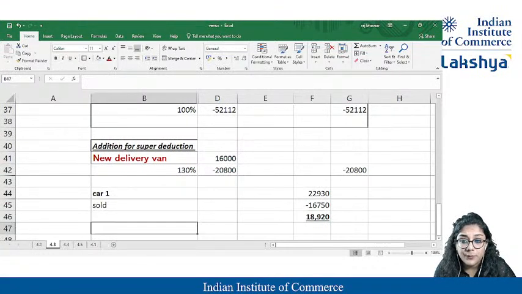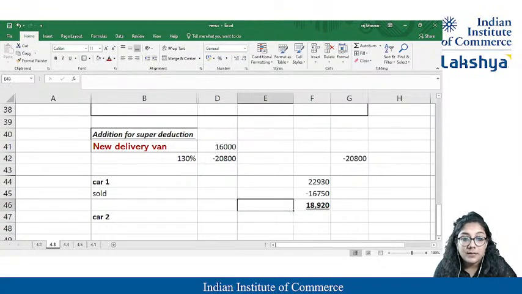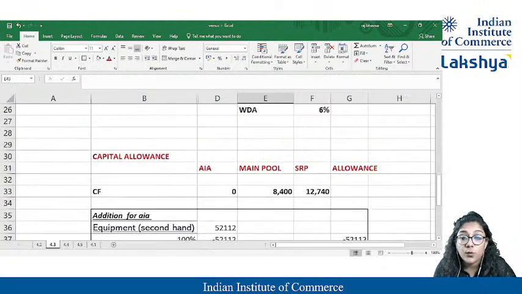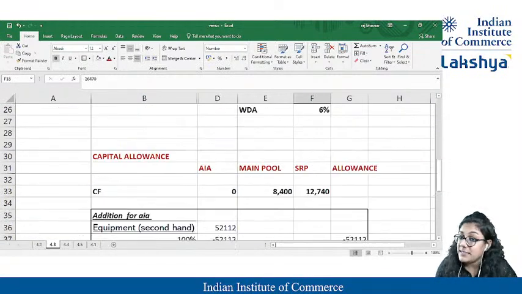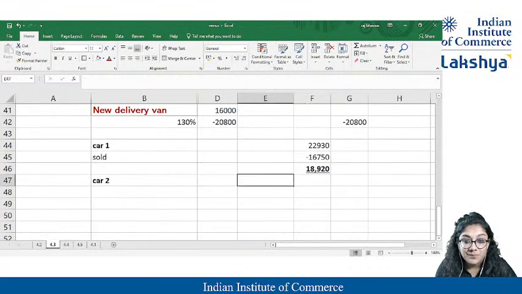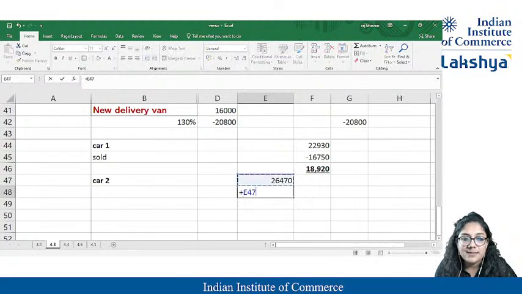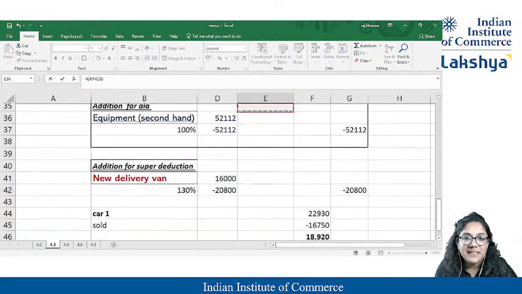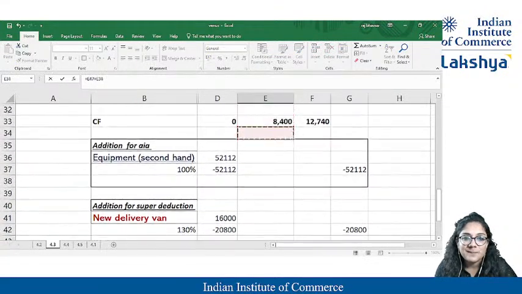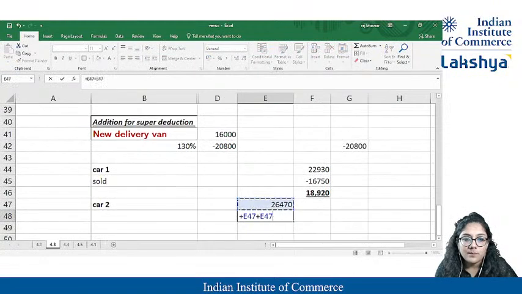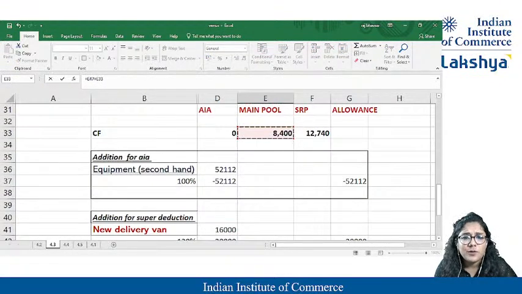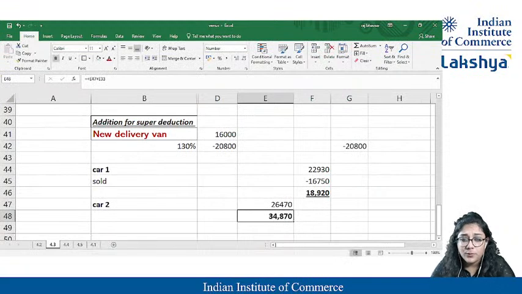Guys, what about car 2? For car 2, what is my balance? Over here, I have purchased car 2. At which value? Guys, we have purchased car 2 at 26,470. Yeah, 26,470. Okay. Guys, what is my pool 2's valuation? Guys, this plus this opening. I hope everyone got this main pool. This will be the main pool's total.